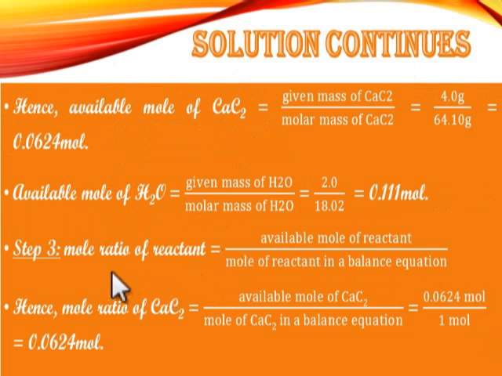Now, step 3, we are still on step 3, where we say mole ratio of reactant is equal to available mole of reactant all over mole of reactant in a balanced equation. So the mole ratio of calcium carbide will be the available mole of calcium carbide, which we've calculated to be 0.0624 mole. And then the mole of calcium carbide in a balanced equation, as I've shown you guys, is 1 mole. So if you divide this by this, you're going to have this value, which is 0.0624 mole. And that is the mole ratio of calcium carbide being the first reactant.